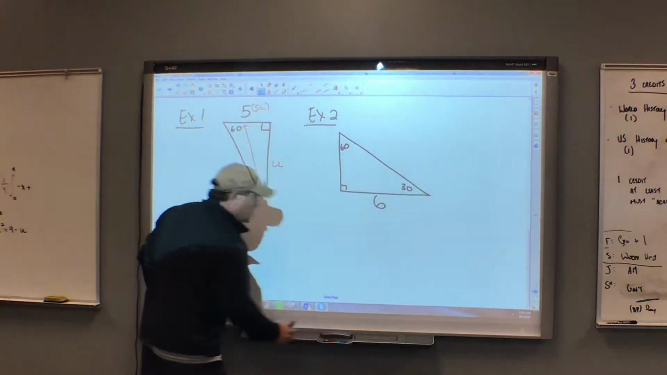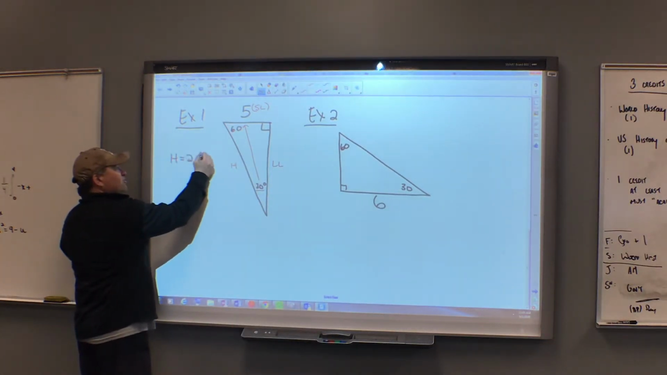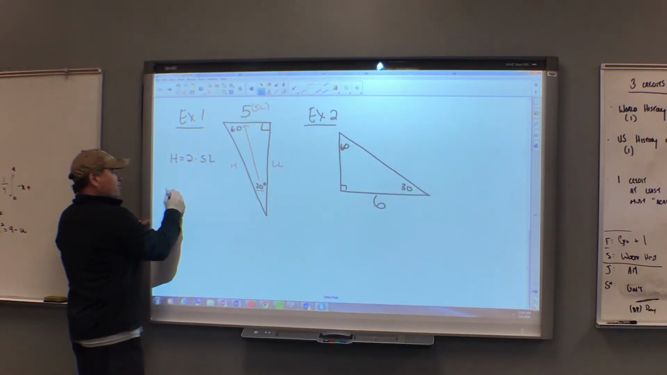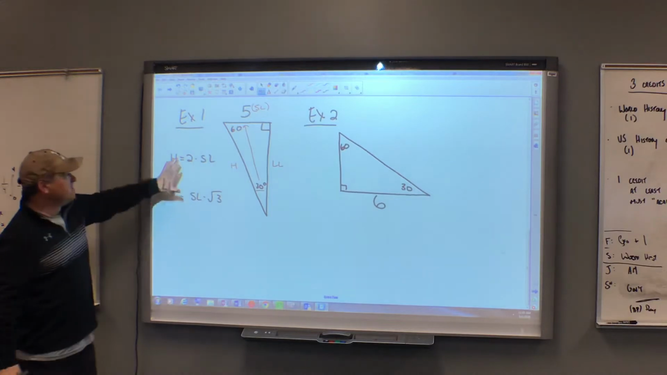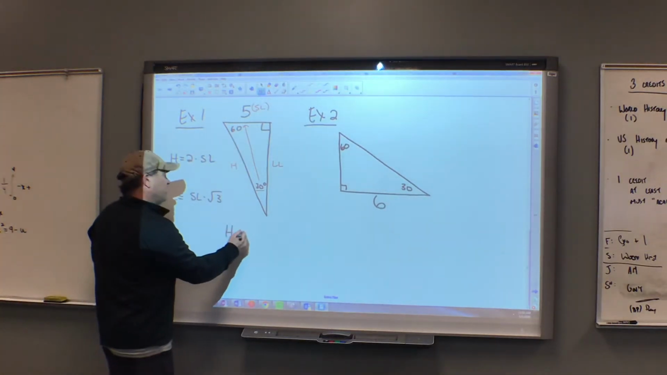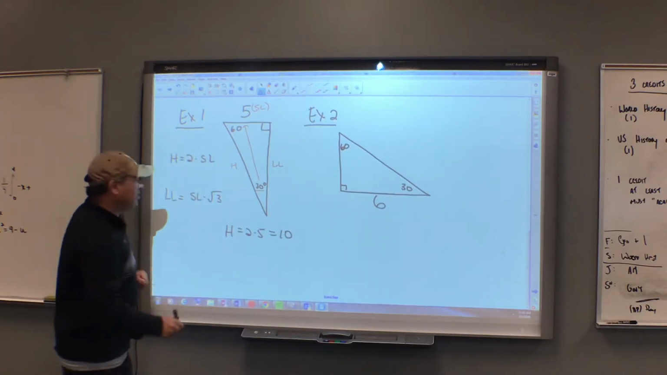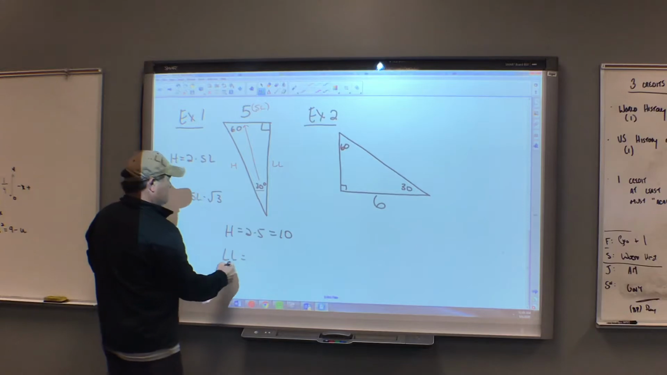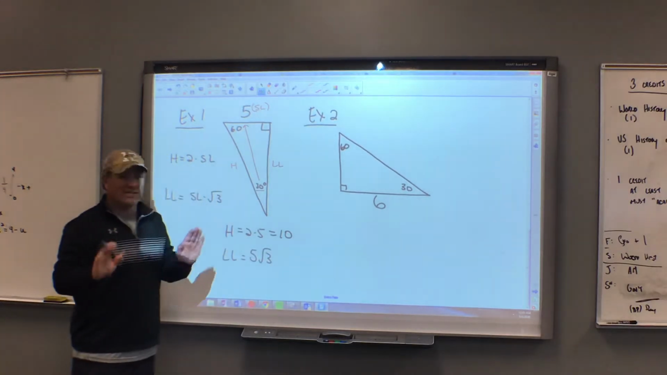So again, referencing my rules, where I know that the hypotenuse is 2 times the short leg, and I know that the long leg is the short leg times the square root of 3, I can use these to complete this and just say, well, okay, the hypotenuse is going to be 2 times 5, or 10, done. The long leg is going to be the short leg, which is 5, times the square root of 3, done.